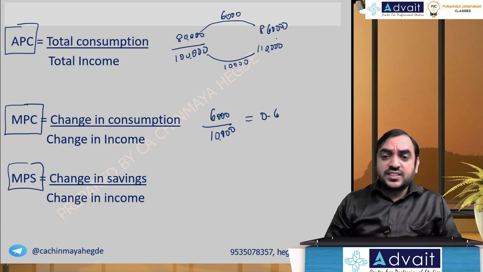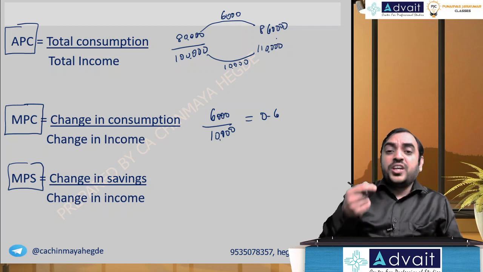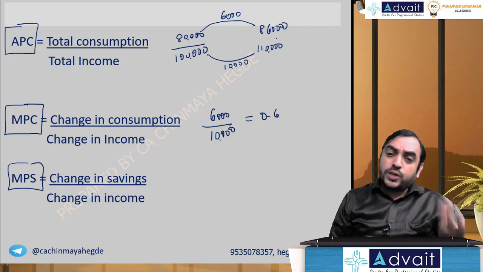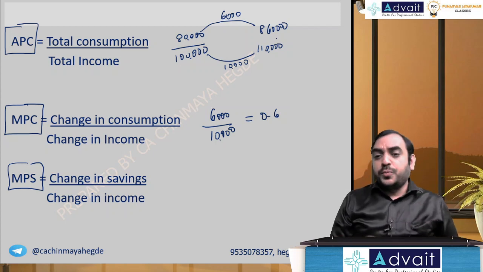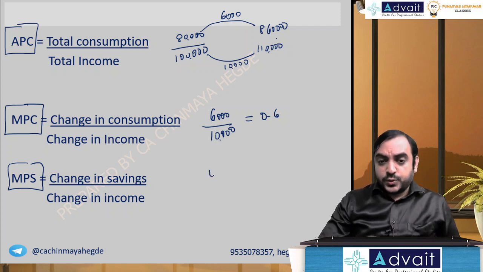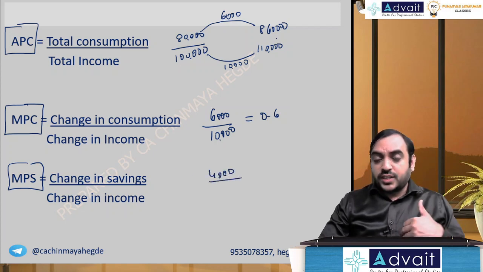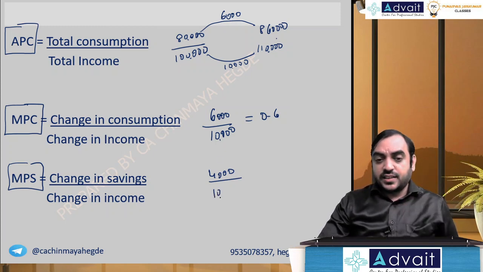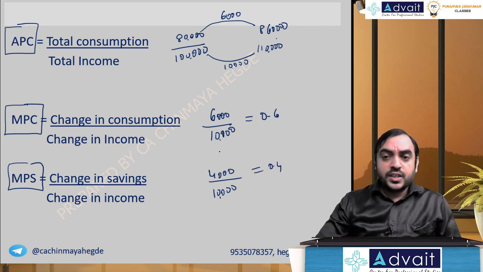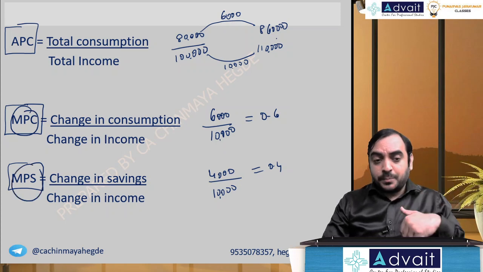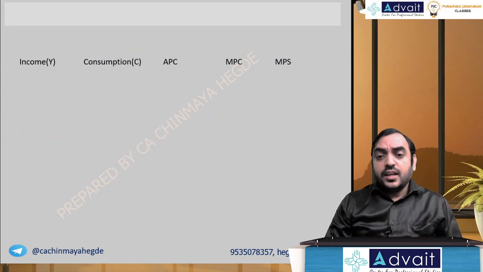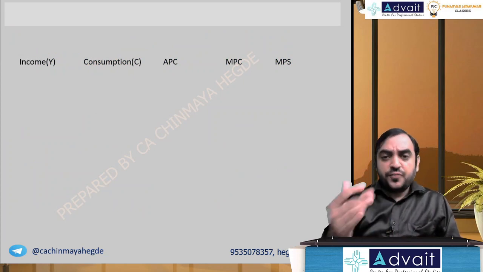So what's the meaning of this? For every additional rupee of income I get, 0.6 rupees I'm going to spend. What about the balance 0.4? That's going to be saved. So change in savings, in this case, is going to be 4,000 because 10,000 I got, 6,000 I spent. Saving is 4,000 out of 10,000 income, which is 0.4. So we can say MPC is 1 minus MPS, or MPS is 1 minus MPC. Okay, so let's understand one graph with the help of this example.